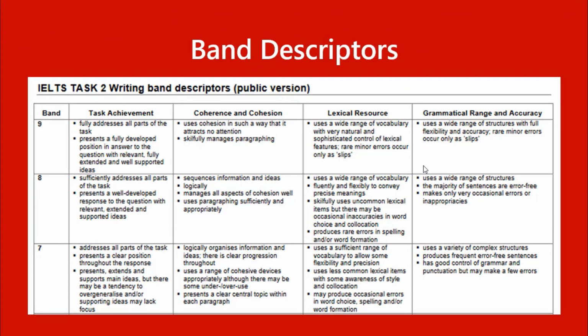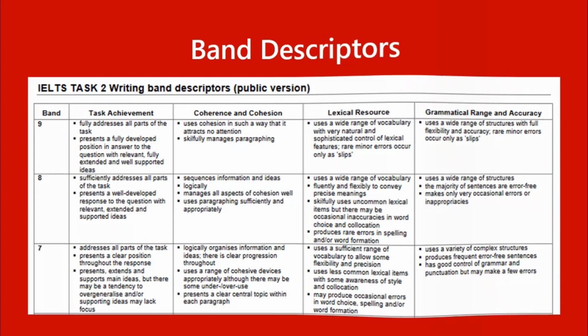Let us start by looking at the band descriptors. The band descriptors are basically the answer keys that the examiners use for correcting your IELTS essay. It contains 4 parts: task achievement, coherence and cohesion, lexical resources, and grammatical range and accuracy. Most students make the common mistake of giving importance to lexical resources and grammatical range and accuracy, that is, vocabulary and grammar. But by focusing mostly on them, they tend to lose out points on task achievement and coherence and cohesion, where it's easier to score points.